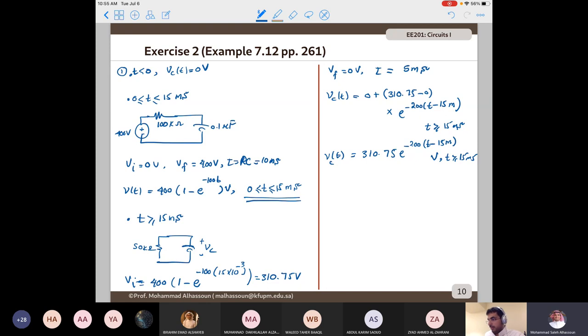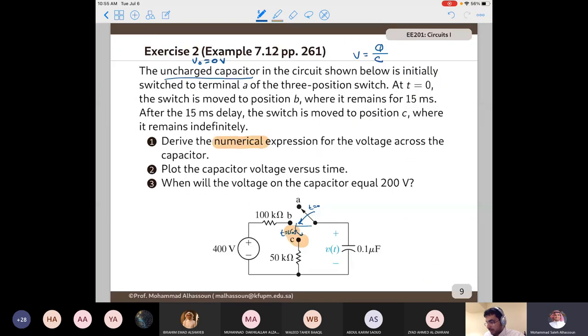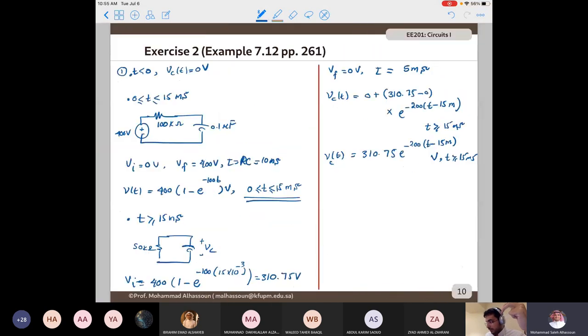Okay, now I found the value of the capacitor voltage, or derived the expression. So it turns out there are three expressions. The first one is zero, the second one is this one, the third one is that one.